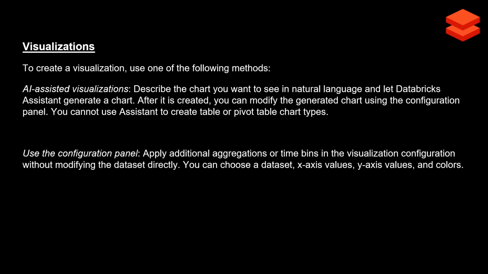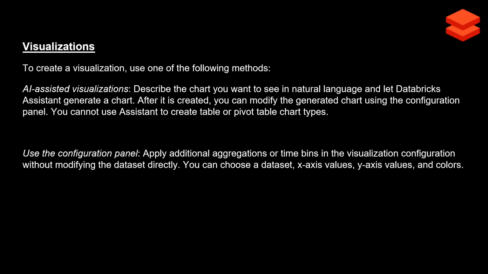Similarly, coming to the visualization. Now we have understood a little bit about how the data set works. To create a visualization, use one of the following methods: AI assisted visualization, or use the configuration panel. Just like in Power BI, the configuration panel is the traditional method where you choose the data set, what to put in the x-axis, what to put in the y-axis, what the colors are, what type of chart or visual to use. That is nothing but using the configuration panel.